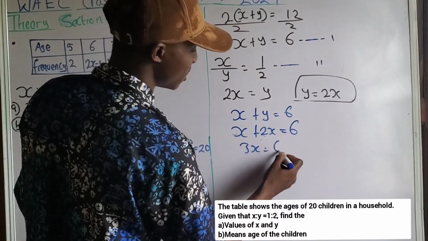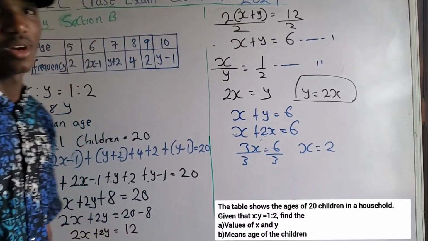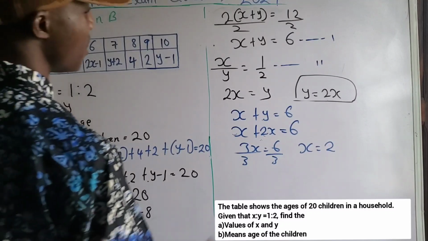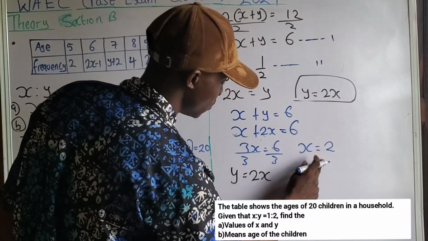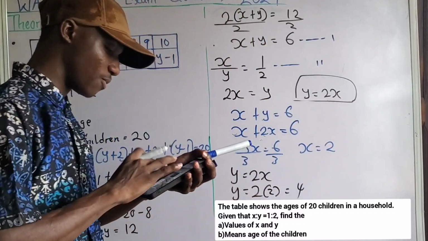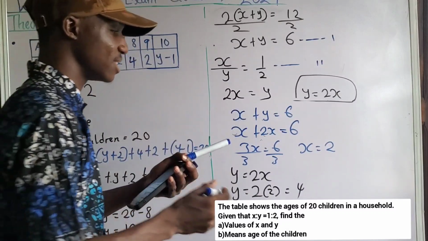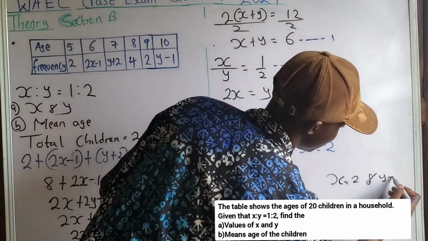So, 3x equals 6. Divide both sides by 3, and I'm going to have x equals 2. Now, we've gotten the value of x as 2. It is very easy for us to get the value of y. All we have to do is replace x as 2. Since y equals 2x and x is 2, y equals 2 multiplied by 2, which is 4. So, we are done with the first question, which says we should find the values of x and y. x is 2 and y is 4.